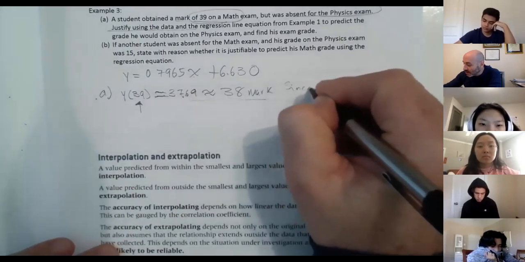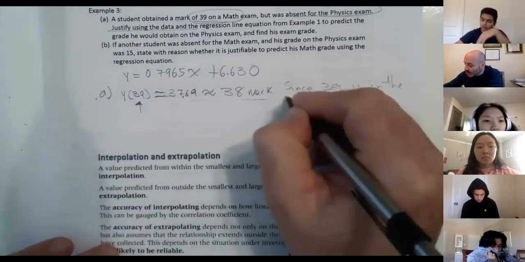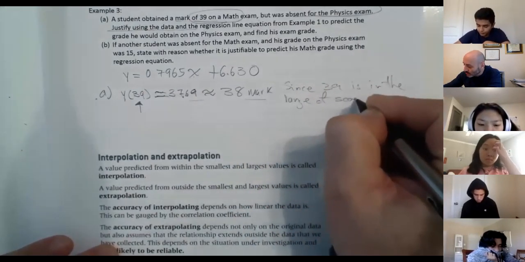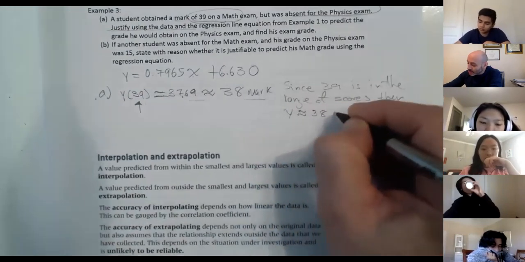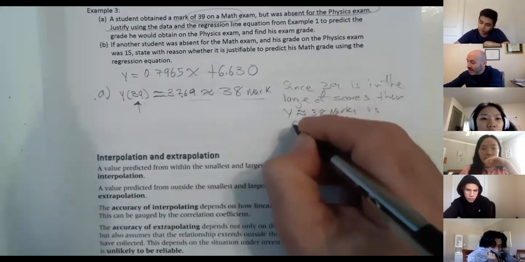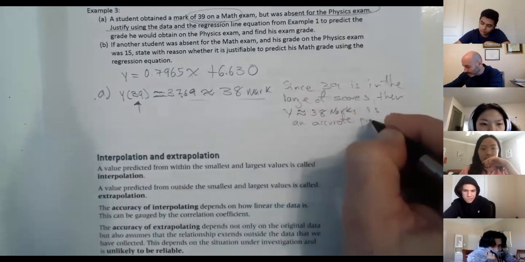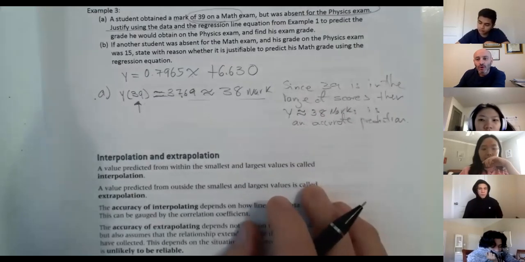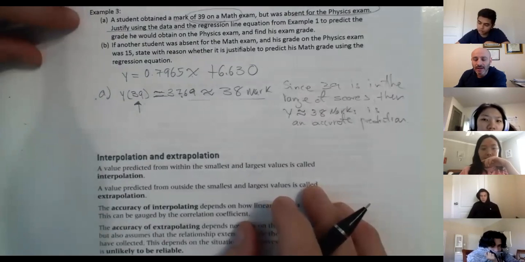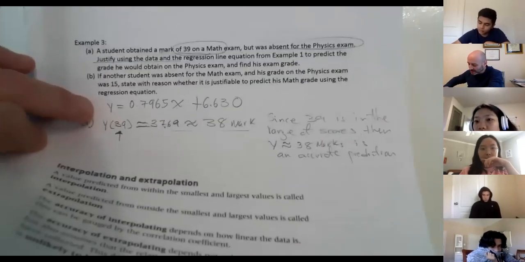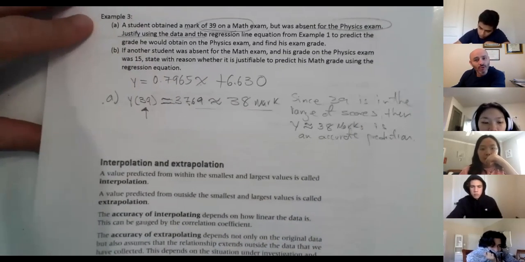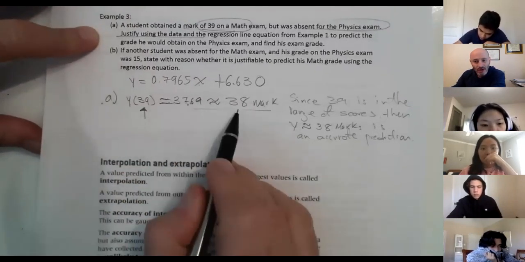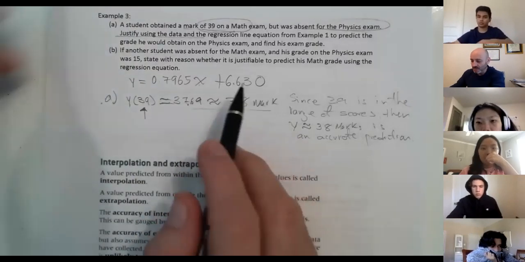So since 39 is in the range of scores, then Y being about 38 marks is an accurate prediction. So in other words, if you look at the table, the lowest score is 20. Let me take a look at that. Yeah, it's 20. The lowest score is 20 in the math, and the highest is 50, right? So if the score is less than 20 or more than 50, then our approximation value is not accurate, okay? And that's basically what part B is talking about.